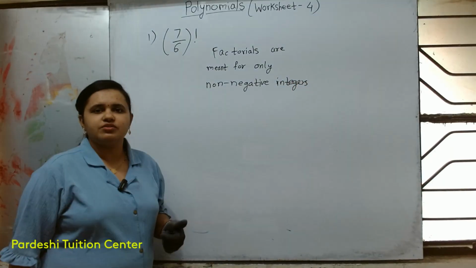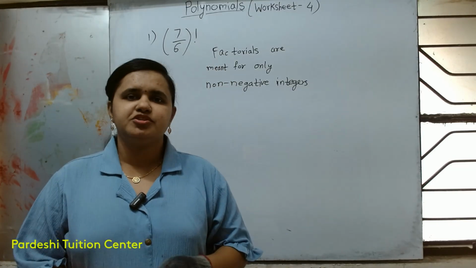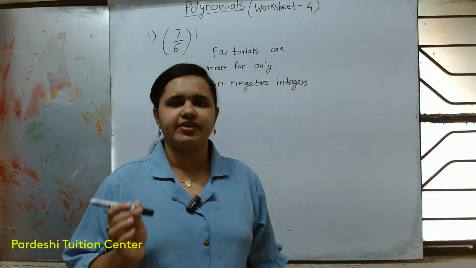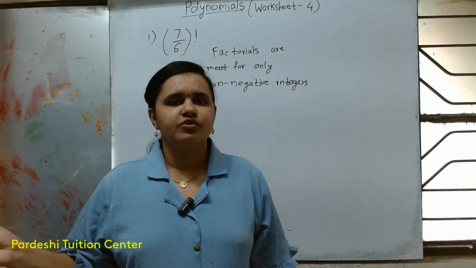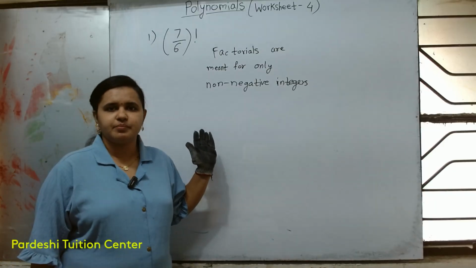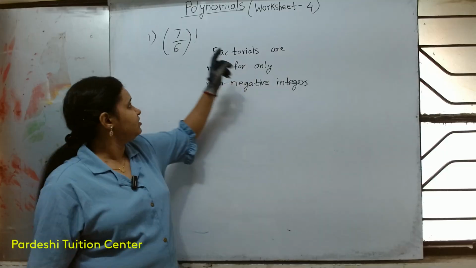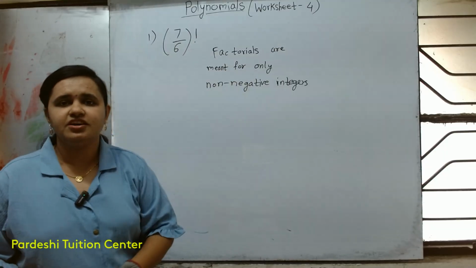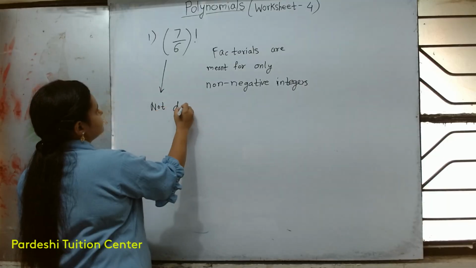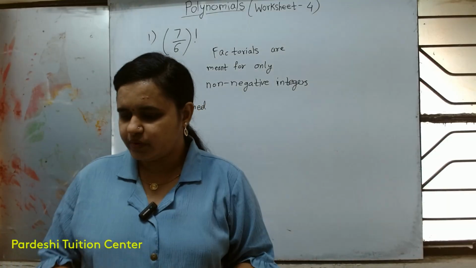Okay, we can only find the factorial of non-negative integers, meaning 0, 1, 2, 3, 4 and up, not negative integers and not proper or improper fractions. We cannot find the factorial of fractions or negative numbers. So 7 by 6 factorial is not defined. So the option is the fourth one.